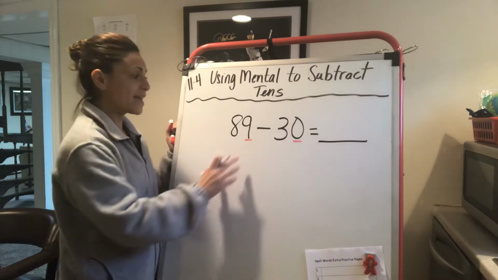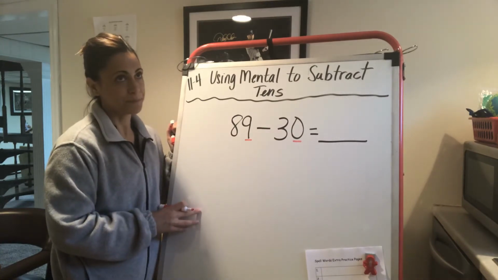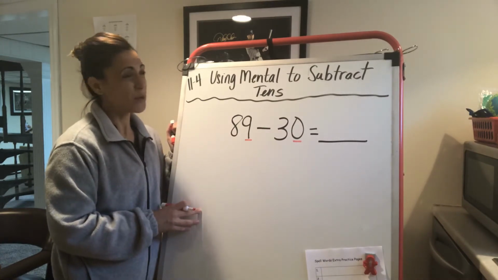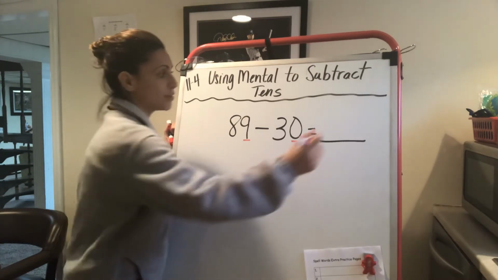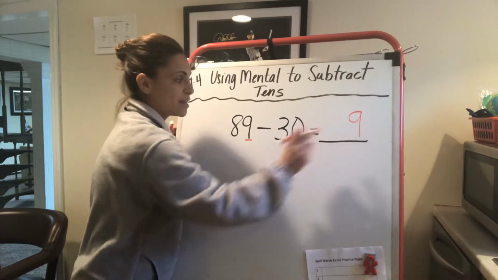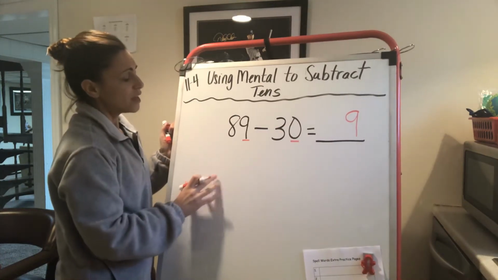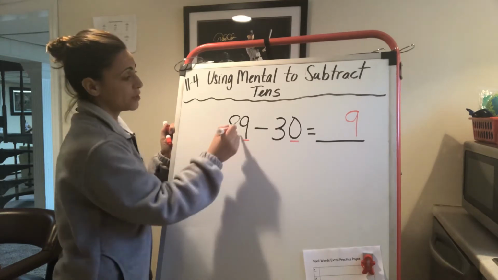When you say 9 take away 0, what do you get? 9 take away 0 is 9. You're left with 9. Now notice I'm writing it in at the end of the number because the ones comes at the end. Now let's look at the groups of 10. I'm going to circle it.